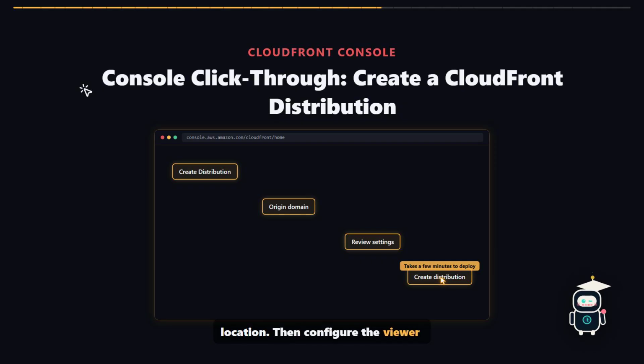Then configure the viewer and cache behavior you need, review the settings, and create the distribution. CloudFront assigns a distribution domain name. You can use that domain name directly, or point your own custom domain to the distribution with a Route 53 alias record or the appropriate DNS record type. The key concept is the flow. Viewer requests content.